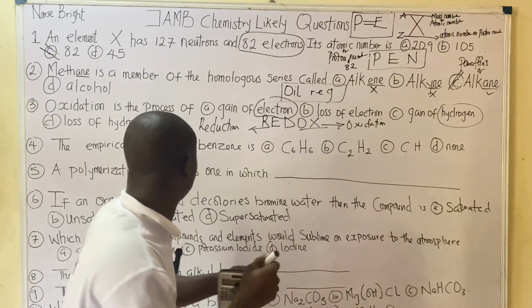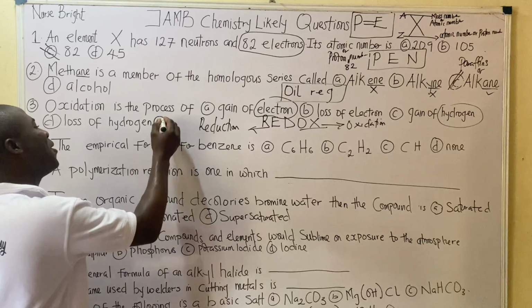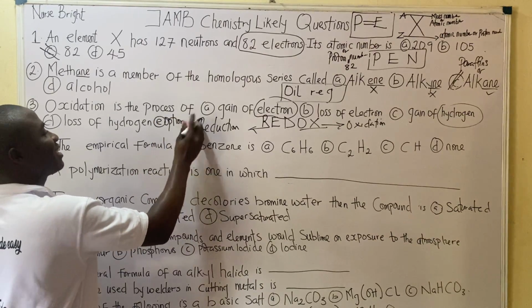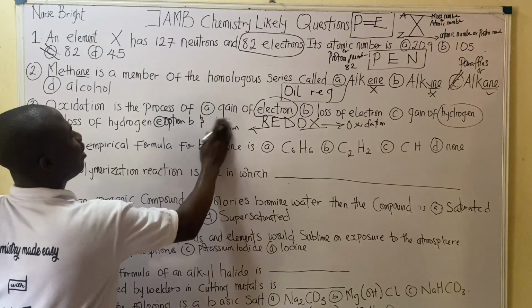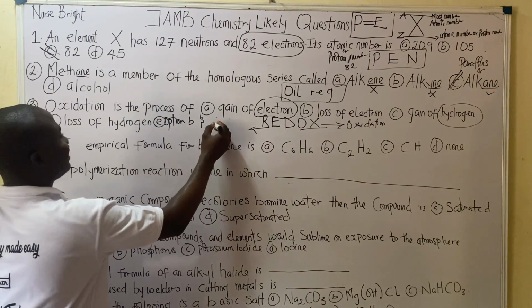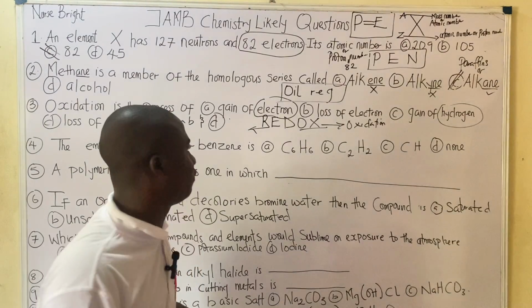So actually there should be an option E to this question. So let's say option E is, I'm already saying the answer already, option B and option D. That's option E. The reason I'm doing this is this. Just take note of this, class.